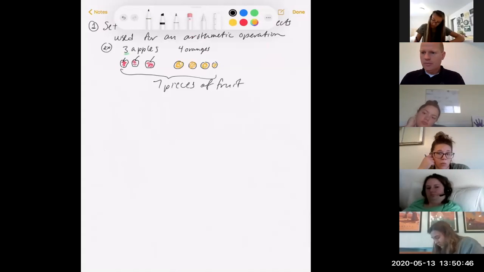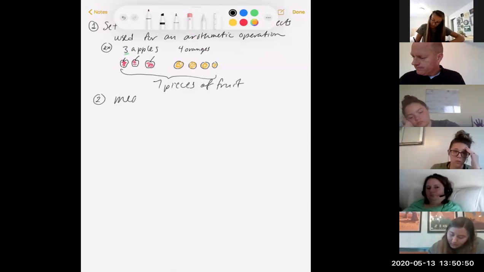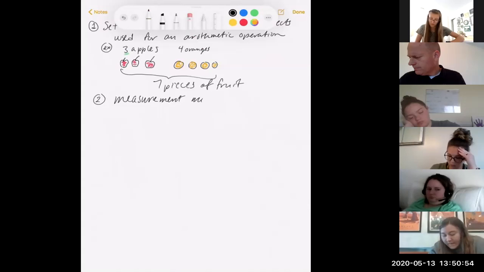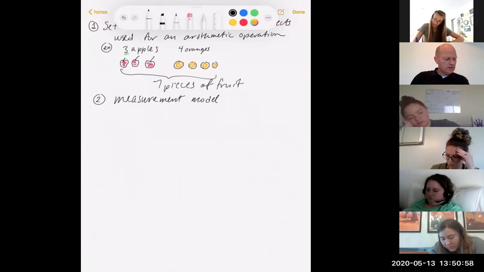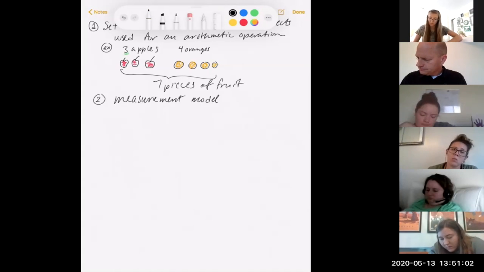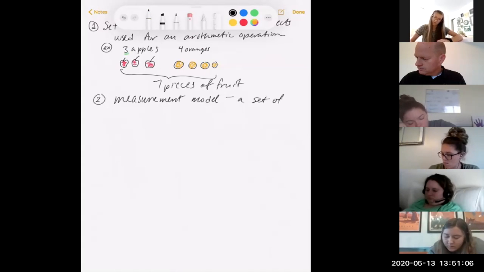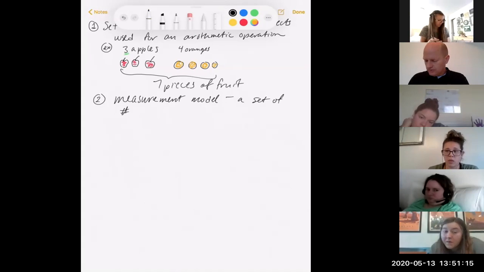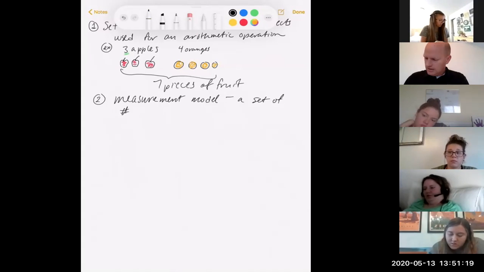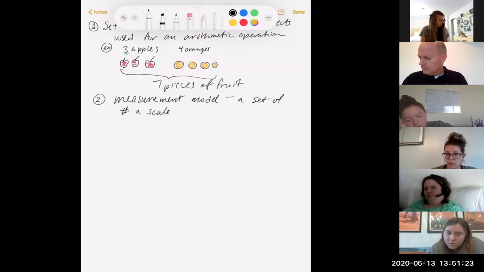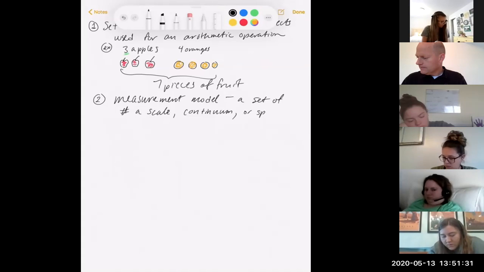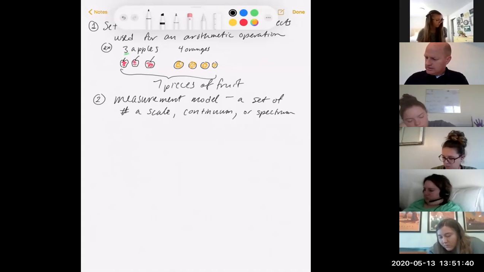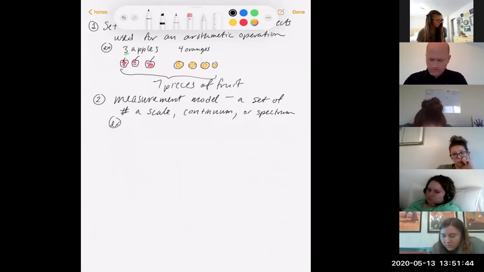All right, set model. The other type of model is a measurement model. A measurement model is a set of numbers that are drawn from a scale, a continuum, or a spectrum. For a set model, you have objects, you count them, and those are the numbers. But the measurement model is also used very frequently. You can take any number from a scale. I'm trying to think of other words to describe this, and I thought of continuum and spectrum. Some sort of measurement without using the word measurement itself, but the easiest thing to do is to think of measurements. An example of that is the number of miles from school.